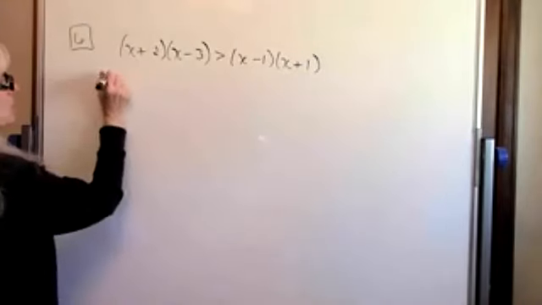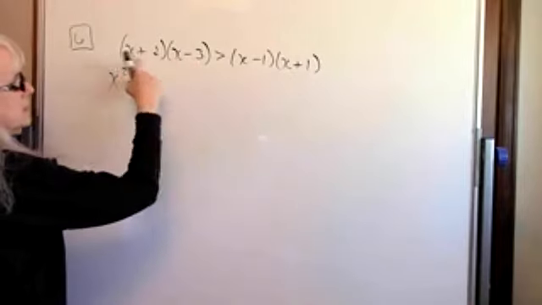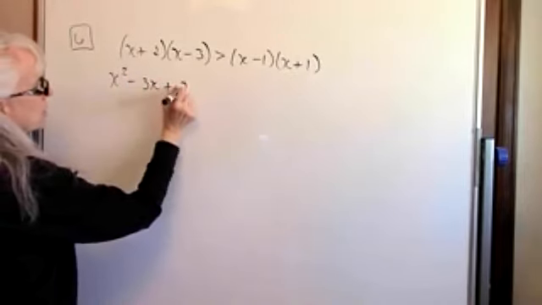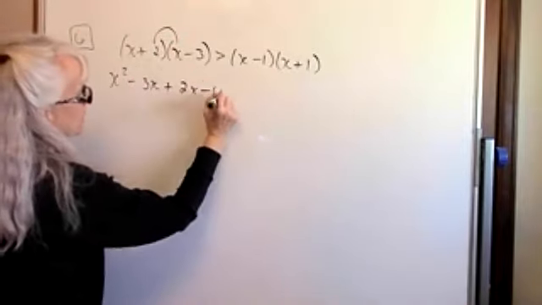When we FOIL this, the first term would be x squared. The outside term is a -3x. That's the x times that -3. The inside term is going to give me 2x. That's this one times this term. And then finally, 2 times that -3 is -6.